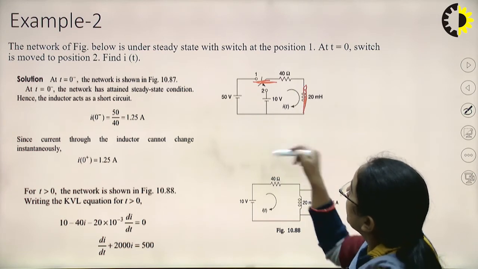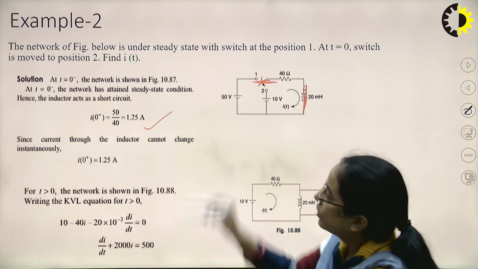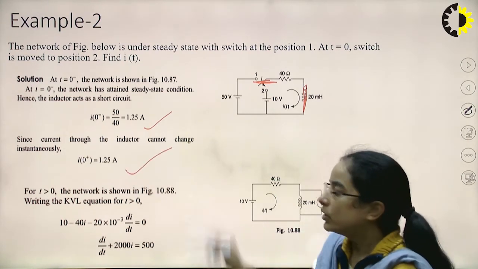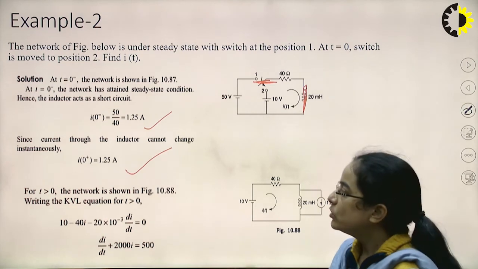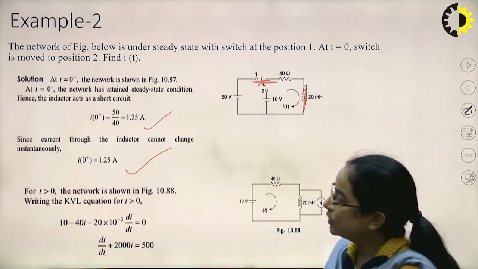So the value of the current will be 50 divided by 40. This is I0 minus, and the same value will hold just after switching, because an inductor does not allow a sudden change in the current. So I0 minus is equal to I0 plus.